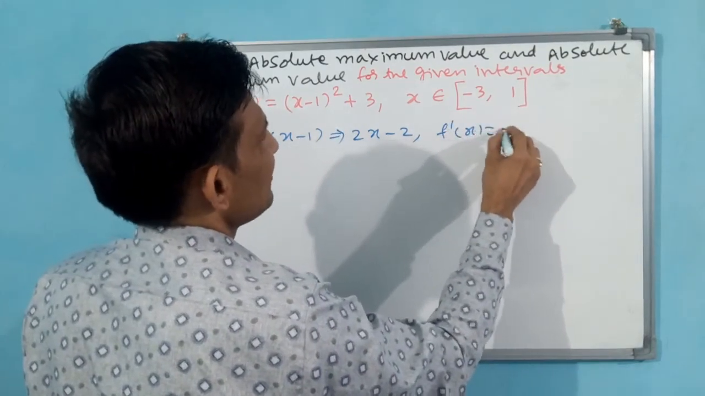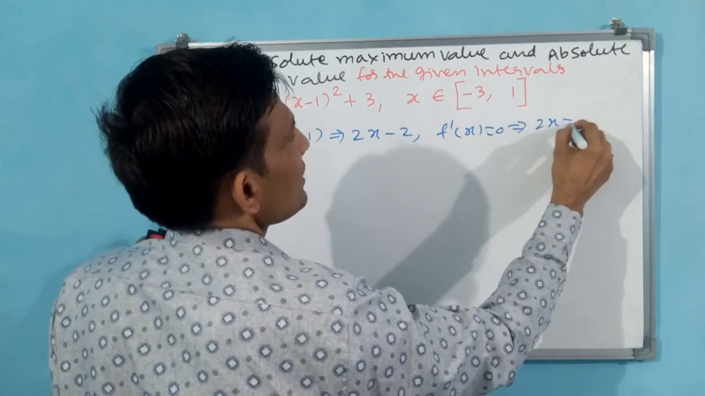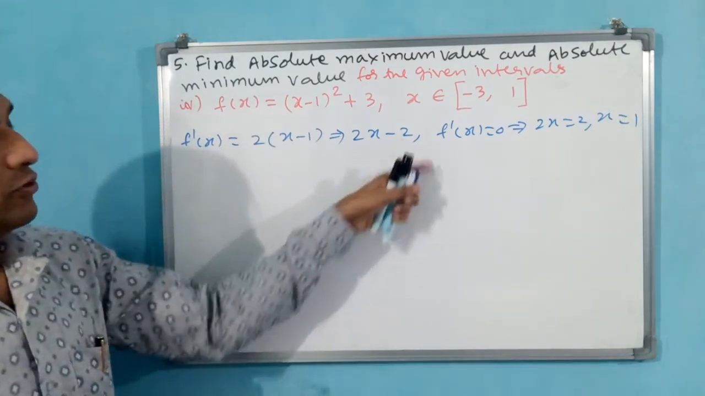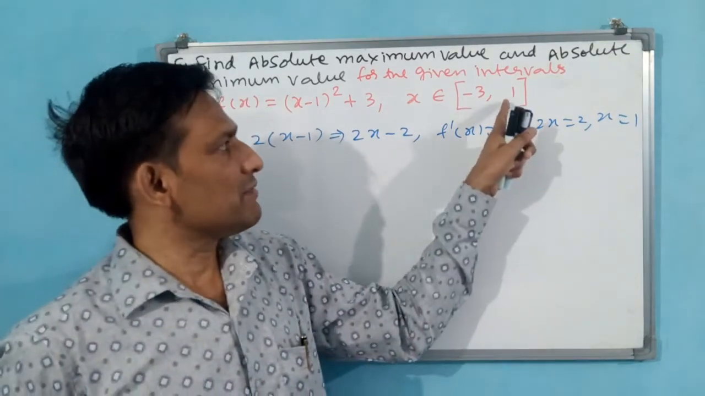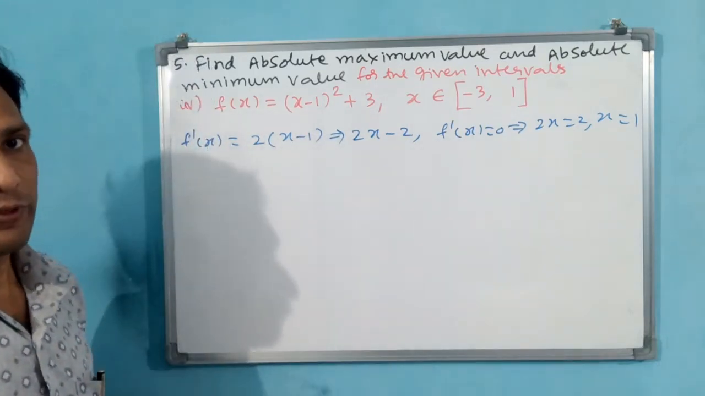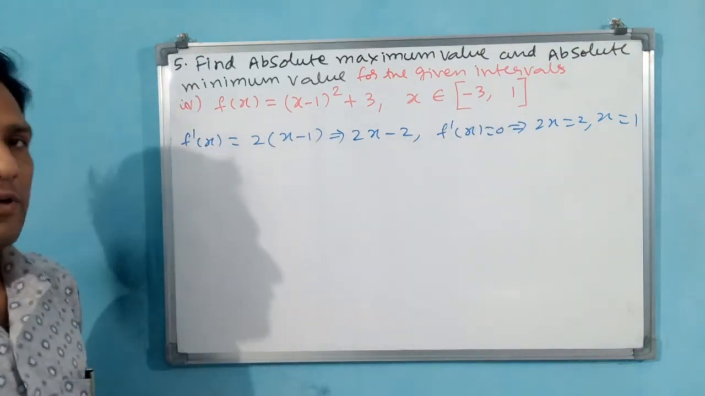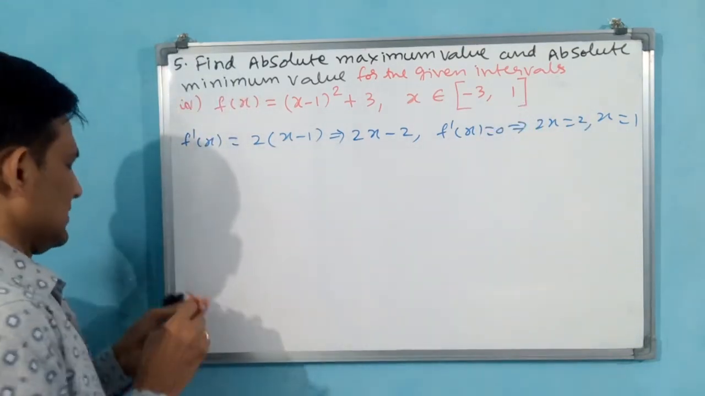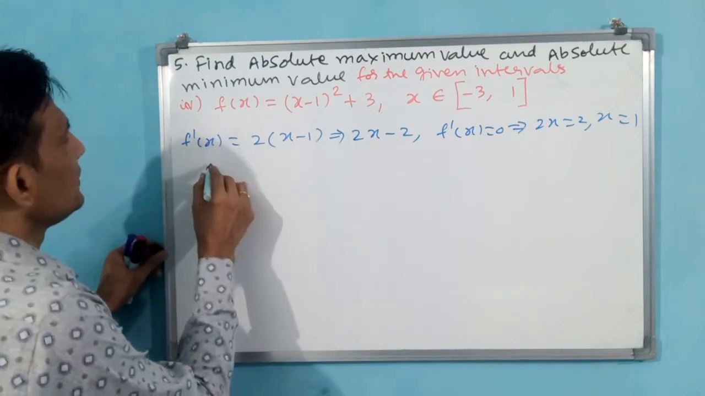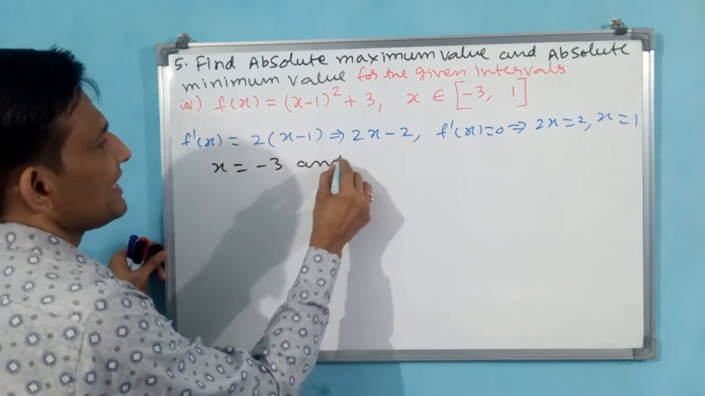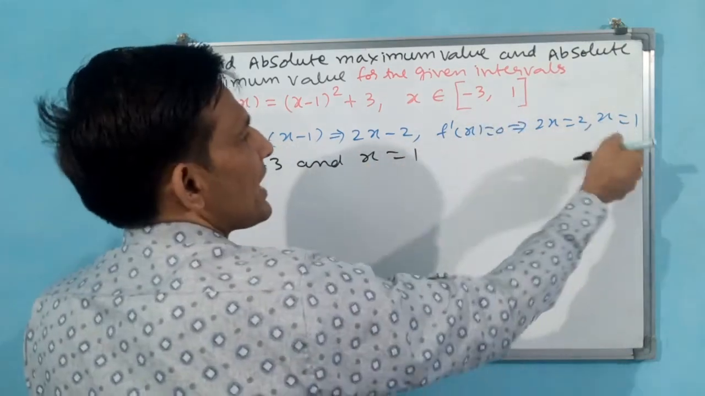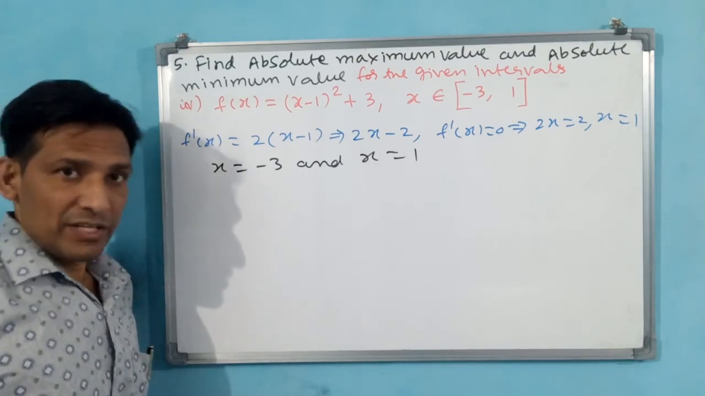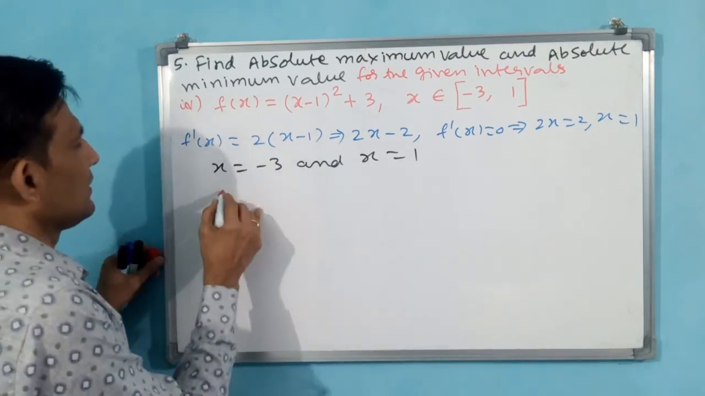Now you make f'(x) = 0, which implies 2x = 2 or x = 1. x = 1 means the value is already available. That means you have not got any new value. All the old values you are having, but no new value has come. Okay, write down x = -3 and x = 1, that's all. Same ones have come. Now you find each value, f(-3) and f(1).